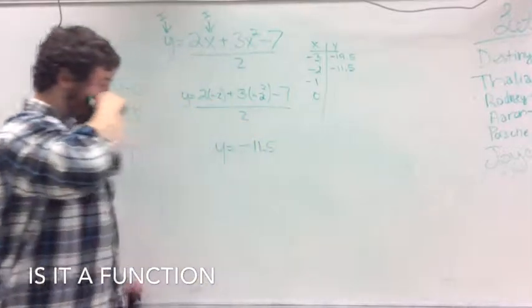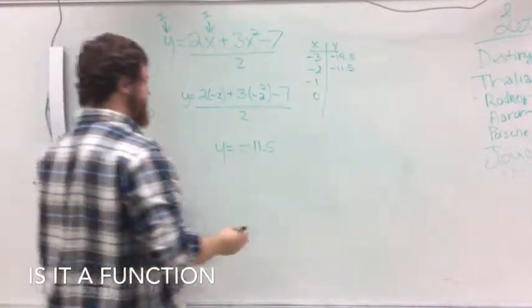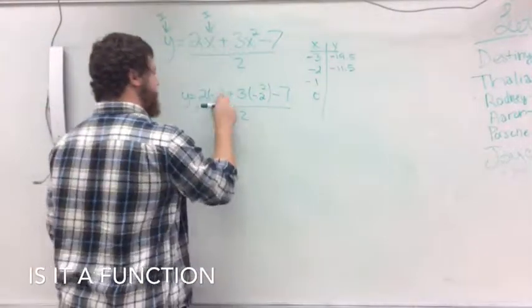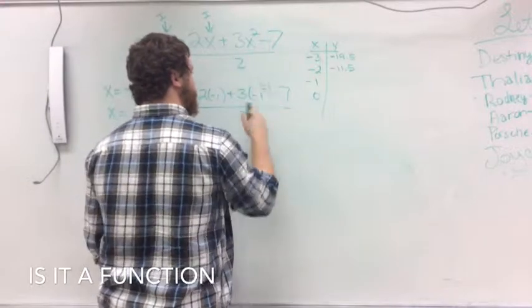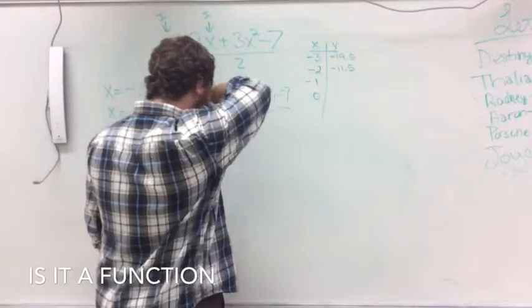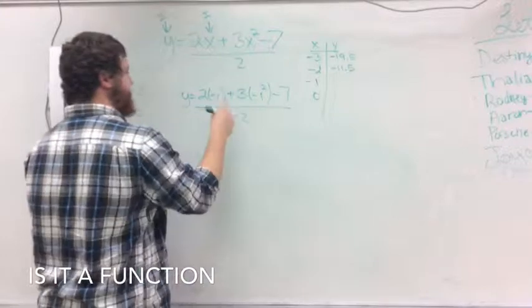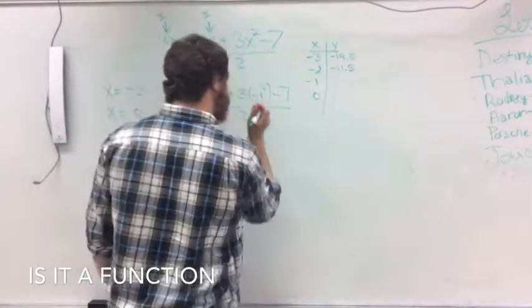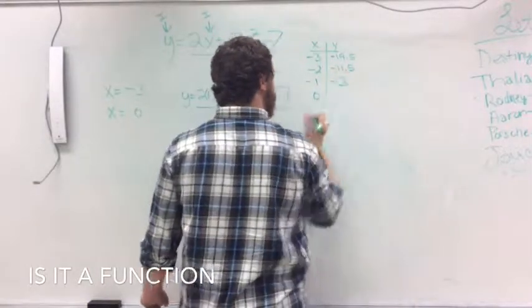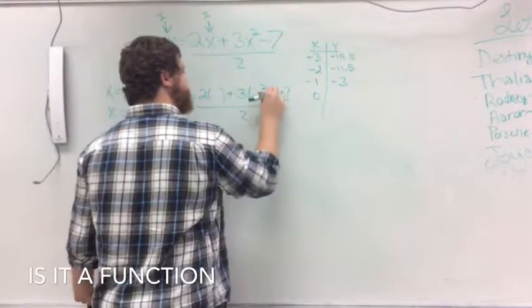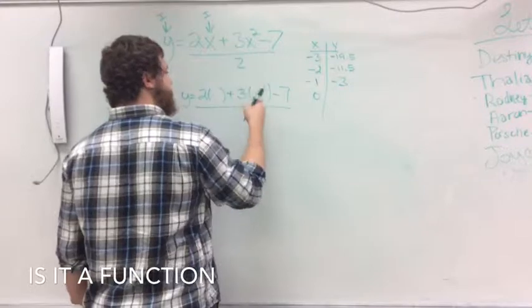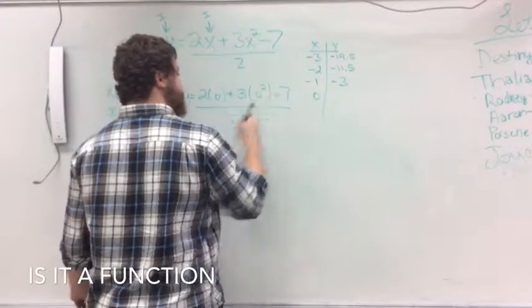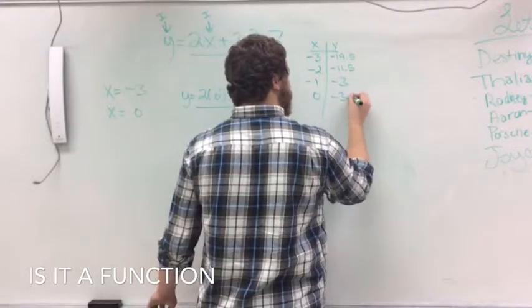Okay? So keep going. Negative 1. Plug in negative 1. Negative 1 squared is positive 1, times 3 is 3. Negative 2 plus 3 is 1, minus 7 is negative 6, divided by 2 is negative 3. Okay? Plug in 0. So 0 squared is 0, 3 times 0 is 0, 2 times 0 is 0, so it's negative 7 divided by 2 is negative 3.5.